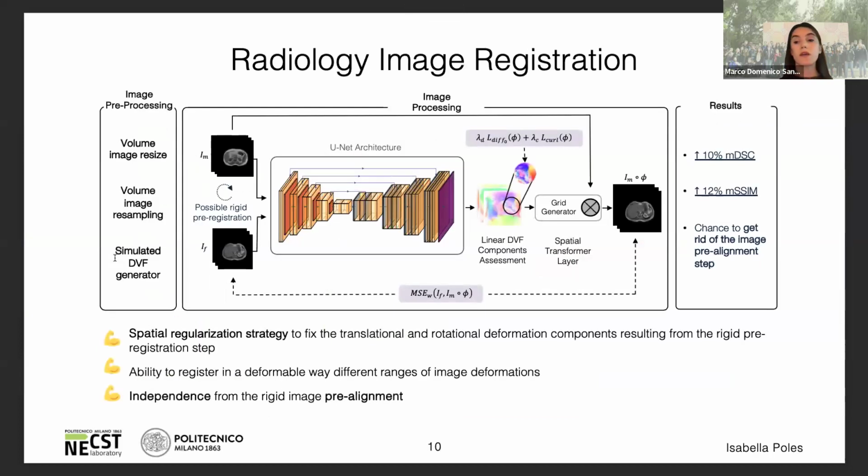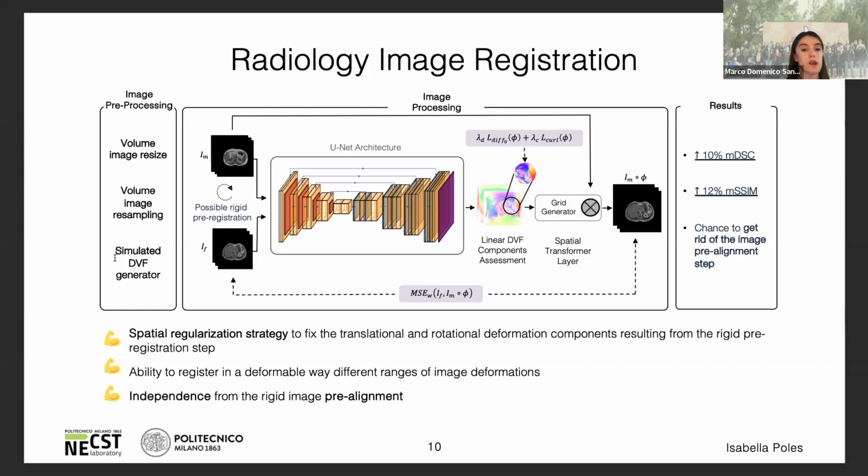So during my PhD, I decided to follow a top-down approach, starting from the macro scale with the image registration step. As explained by Eleonora, in this work, we try to get rid of the rigid pre-registration step that usually precedes the deformable image registration procedure. In particular, during this step, we design a spatial regularization strategy to fix the translational and rotational deformation components that usually are residual from a rigid or affine pre-registration step.